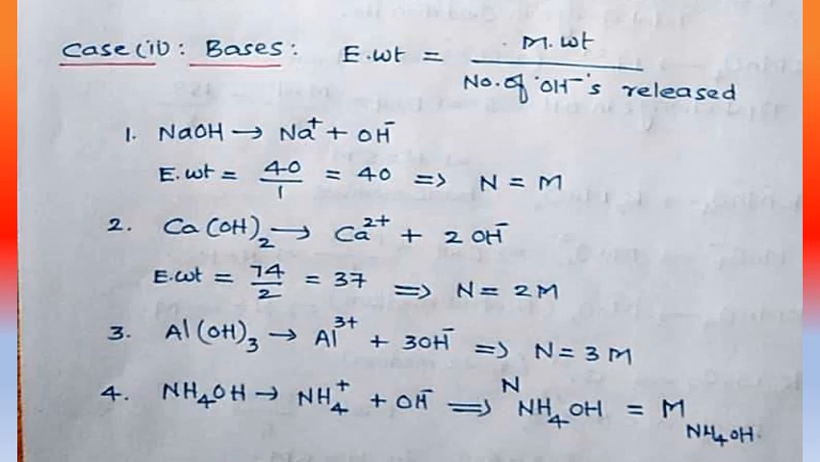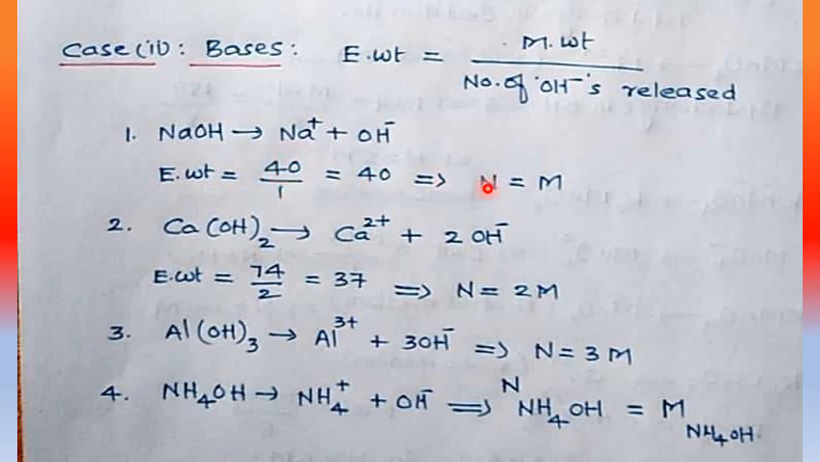Second case, for bases. For a base, equivalent weight equals molecular weight divided by the number of OH minus ions released. Okay students, earlier we discussed the number of H plus ions released. So this is the base NaOH, Na plus, OH minus. How many OH minus ions are released here? 1. So equivalent weight equals molecular weight of NaOH, 40, divided by 1.